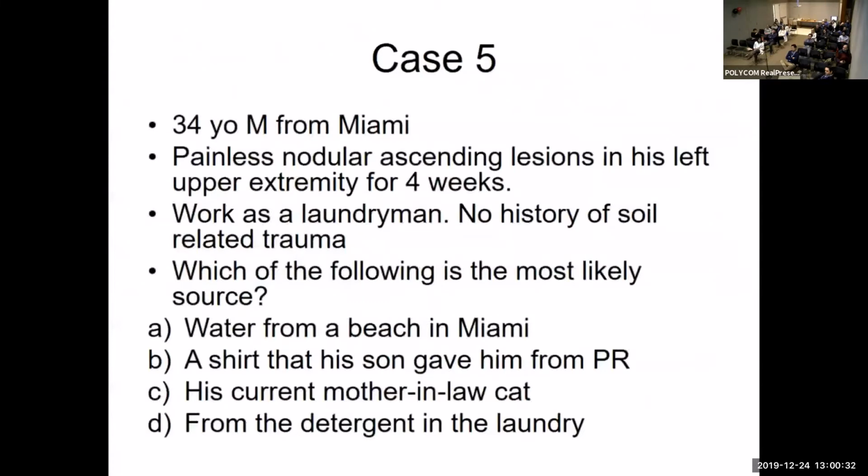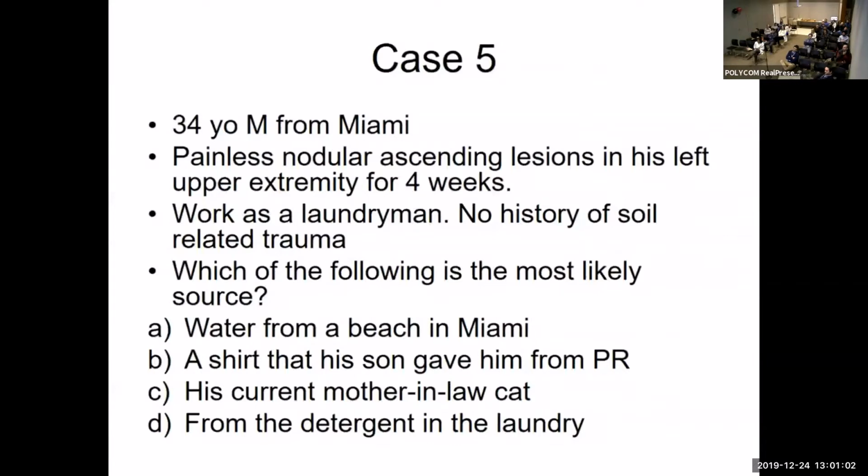Okay, so sporotrichosis is the most likely diagnosis, but where is this patient getting sporotrichosis? Is it coming from the water of a beach in Miami? Is it coming from a shirt that his son gave him from Puerto Rico? Is it coming from the mother-in-law's cat, or is it coming from the detergent in the laundry where he works? C? Raise your hand who says C. A? B? Okay, one B, one C.